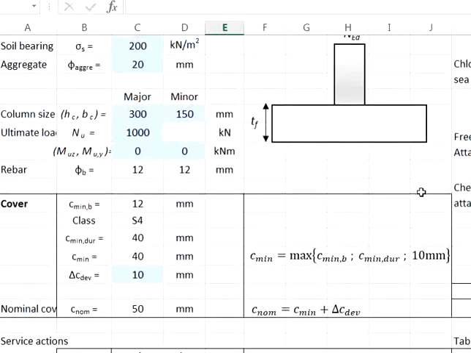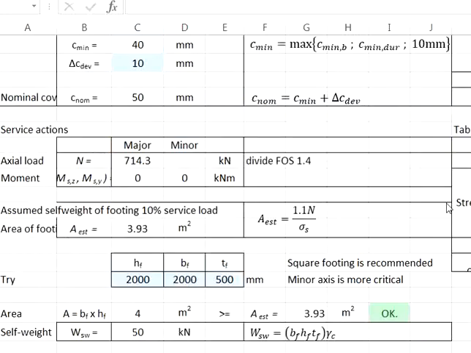Removing the factor of safety from the ultimate load, that means we're going to use the ultimate load divided by the factor of safety of 1.4. You get the axial load equal to 714.3 kN. No moment acting onto the foundations. That will be the only load acting on the pad footing.